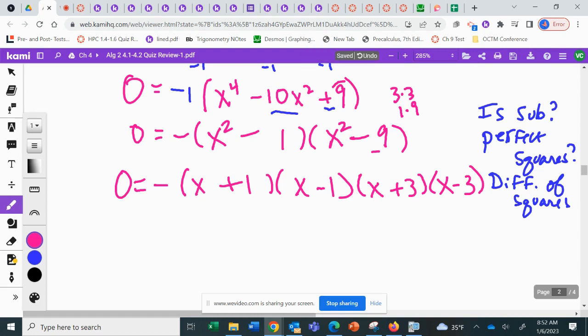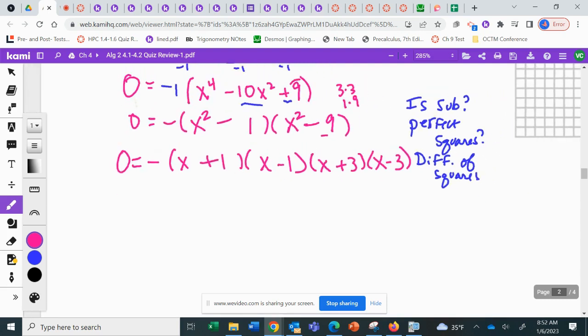Now, if we look at every single parenthesis, we see x to the first power. Well, we don't see the 1. But if you look at every parenthesis, we now have x to the first power. That means it can't go any further. We're done with factoring.